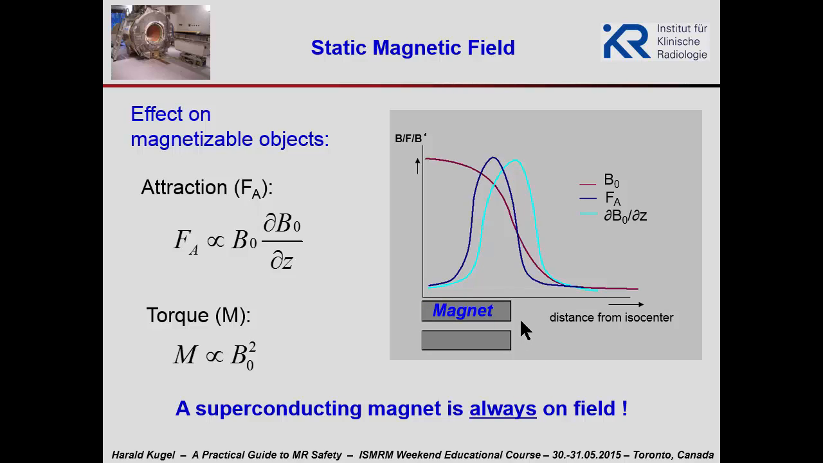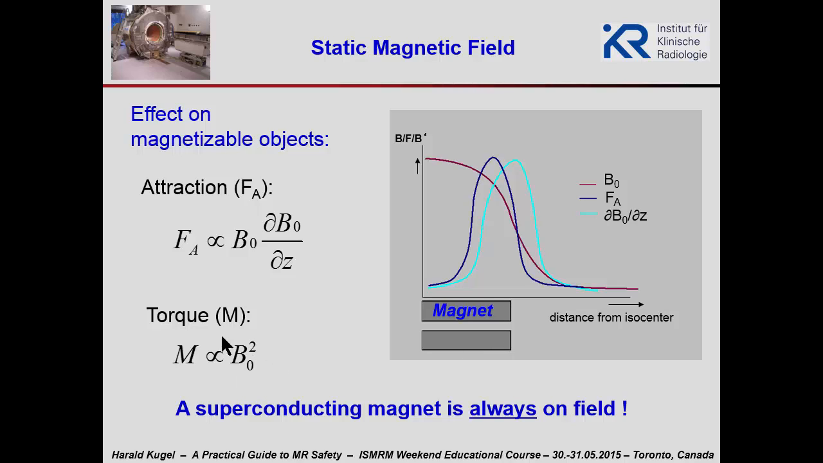Near the opening, near the entrance to the bore, the field decrease is largest, which means that there the gradient is largest. And now the force, dark blue, is a product of the red field and the light blue gradient. So the force has about this form. It's low or absent in the center of the magnet, far away from the magnet it's also small. It's highest and can be quite high at the bore opening.